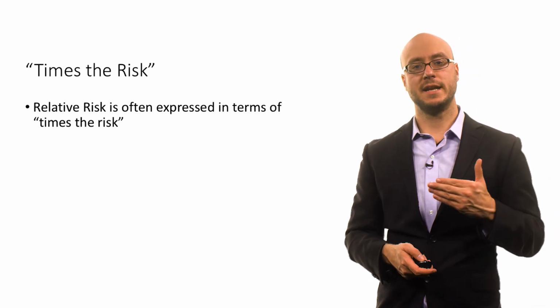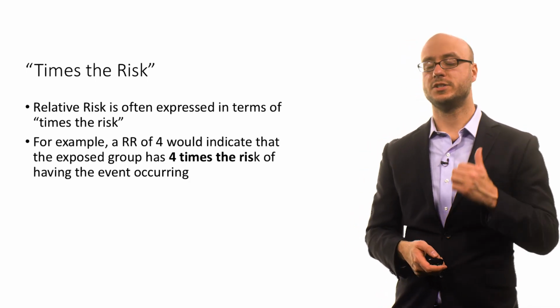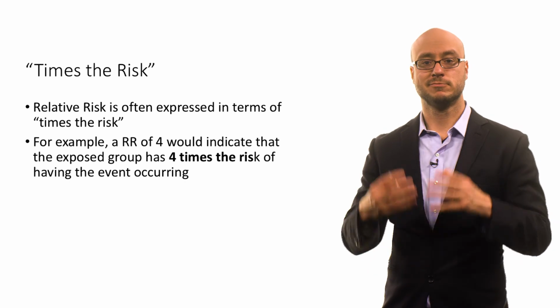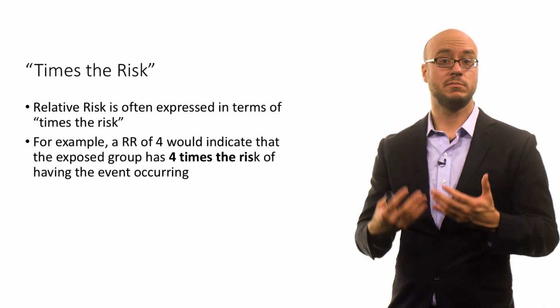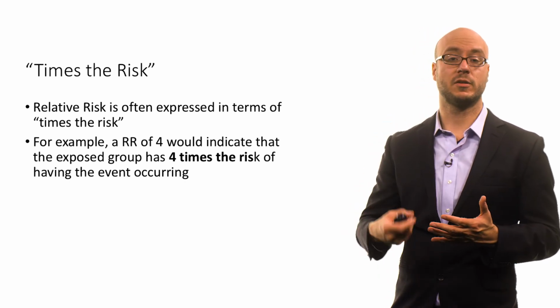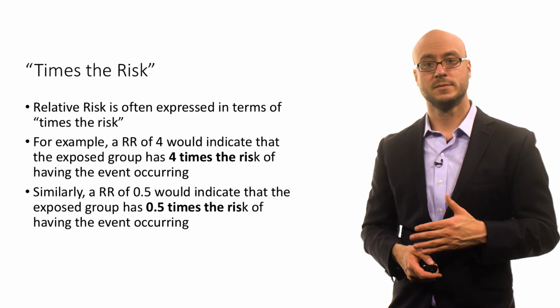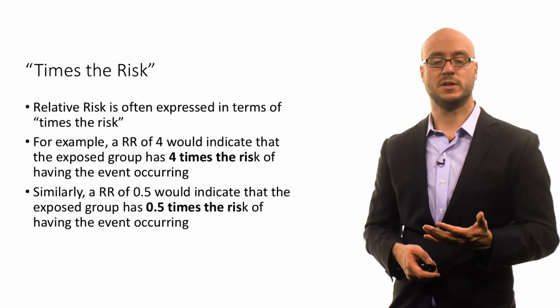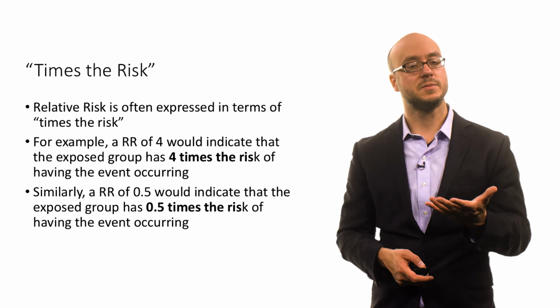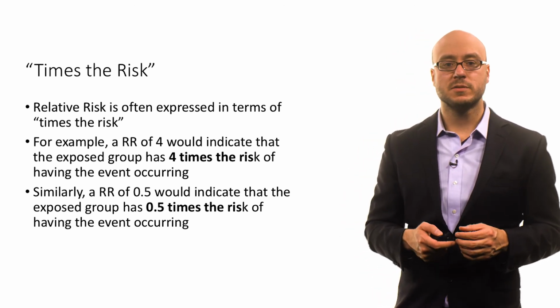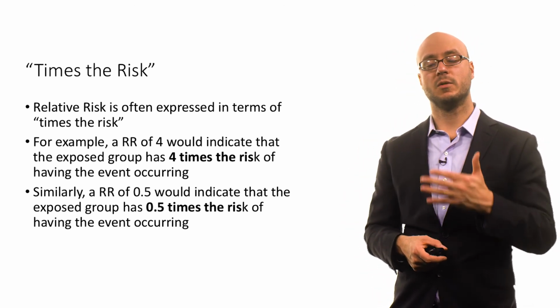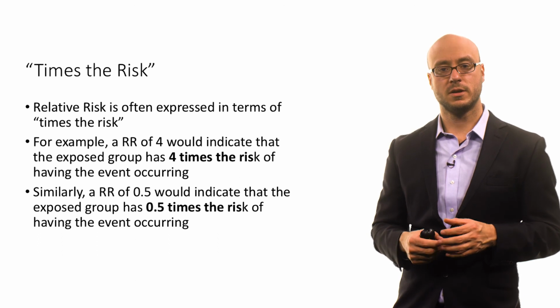We interpret this again in terms of times the risk. So a relative risk of 4 would be, the exposed group has 4 times the risk of having the event occurring than the unexposed group. 0.5 as a relative risk would tell us that the exposed group has 0.5 times the risk of having the event occurring compared to the unexposed group.